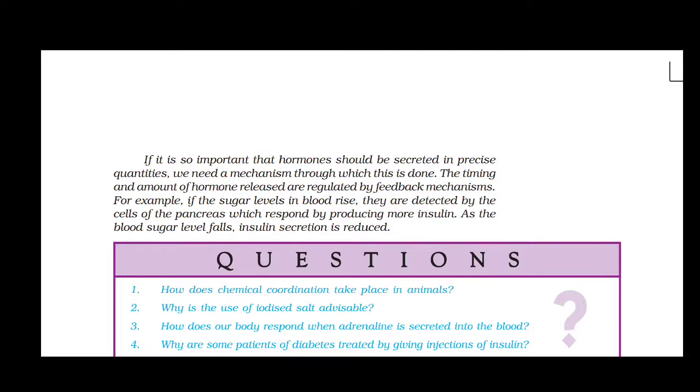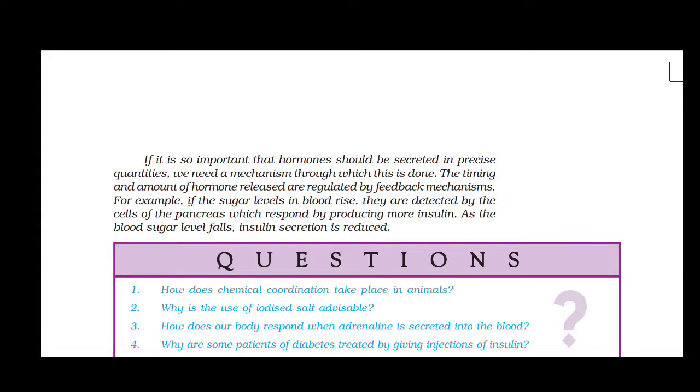Now, what is the feedback mechanism? The excess or deficiency of hormones has a harmful effect on our body. The feedback mechanism makes sure that hormones are secreted in a precise quantity and at the right time. For example, to control the sugar level in the blood: when we eat any kind of sweet food, the sugar level in the blood rises.